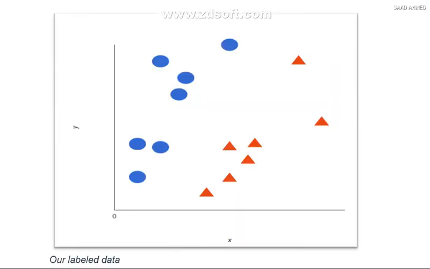You can see that on the left side there are blue circle dots, and on the right side we have some red triangles. This is our labeled data, and you can see there is a margin here. This is simple data, and if you want to put a classification boundary, you can put it here.